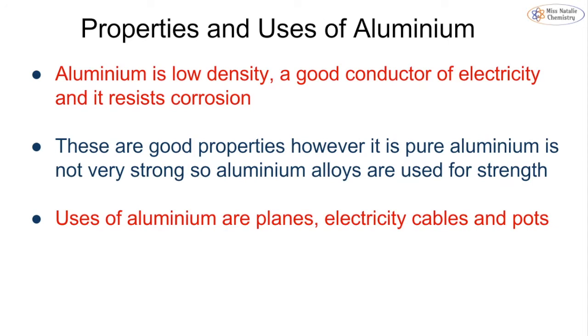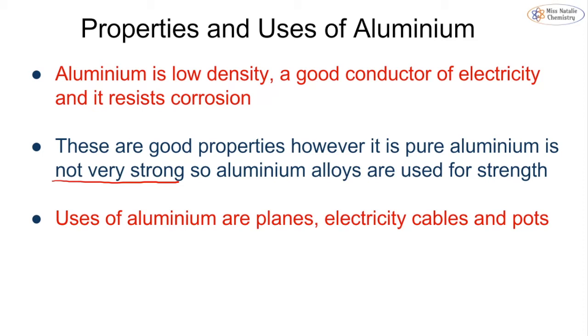If we look at aluminium, aluminium is a very low density metal. It is a very good conductor and it resists corrosion, so it doesn't like to be corroded. Please note that we do not use the term rusting. Rusting is only used for iron. If you're talking about the reaction of a metal due to the presence of oxygen and water, you should be referring to corrosion. Now, these are particularly good properties, with them being low density and a good conductor, so we tend to use these in things like airplane bodies or in electricity cables. However, pure aluminium is not very strong. It's actually quite a brittle metal and we can break it.